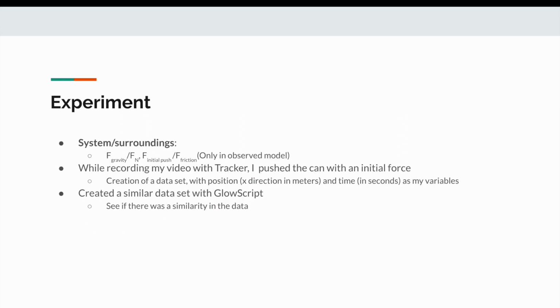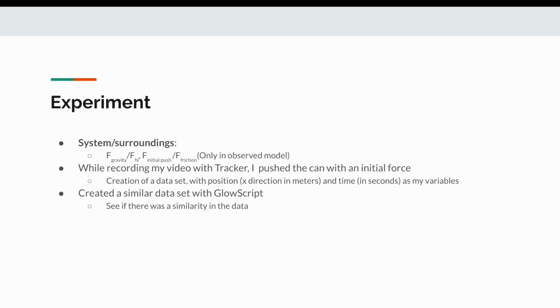For the system and in the surroundings, there was the force of gravity, the force that the can exerts, and then for the observed model, the force from the initial push, and then the force of friction or air resistance. While I was recording my video with Tracker, I pushed the can with an initial force. I then created a data set with the position in the x direction in meters and time in seconds as my variables. I also created a similar data set with GlowScript.